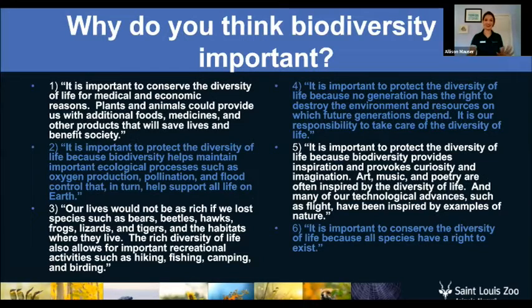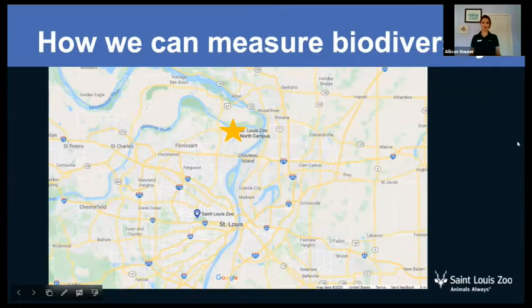All right, so now, like I said, what's really cool is that at the St. Louis Zoo, we are doing a biodiversity study, and we're measuring it in some different ways. So I pulled up a map here so that you can see where the St. Louis Zoo is. It's that little pin that is dropped with the paw print. That is where we are located in Forest Park. And this is the zoo that people have been coming to for over 100 years in St. Louis.